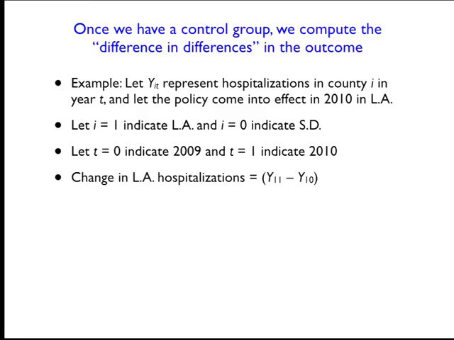So we can then write down the change in Los Angeles hospitalizations. That's going to be y_11 minus y_10. So y_11, remember, is going to be Los Angeles in 2010, which is after the policy has turned on. y_10 is going to be Los Angeles in 2009. So the difference between those two quantities is just the change over time in Los Angeles hospitalizations.